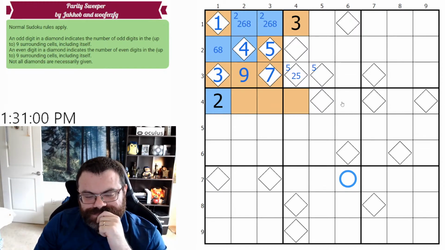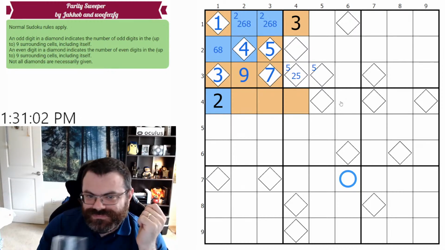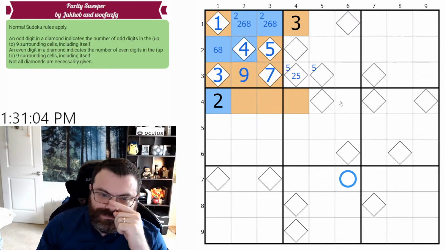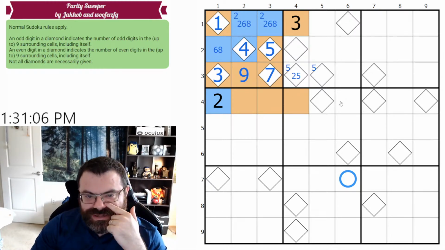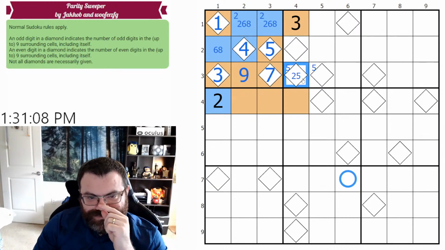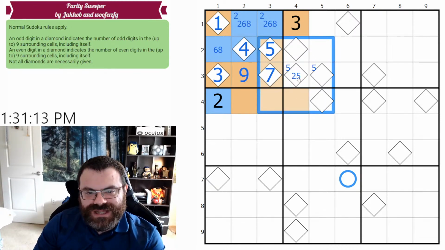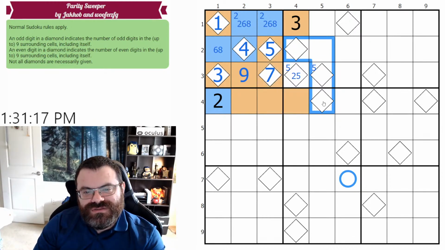I feel like there's some additional logic we could get out of that. If it was a 5, actually, if it was a 5, wouldn't we be done? Because a 5 would be done, all of these would be even.